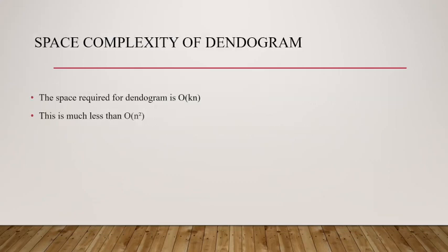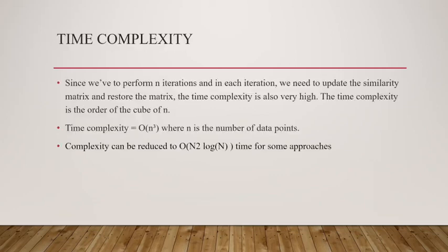Coming to the space complexity of the dendrogram, it is order of k into n, which is much less than order of n square. The time complexity will be order of n cube, because we need to perform n iterations, and in each iteration we need to update the similarity matrix and restore the matrix. So the time complexity is also very high. This time complexity can be reduced to order of n square log n by using some approaches with data structures.